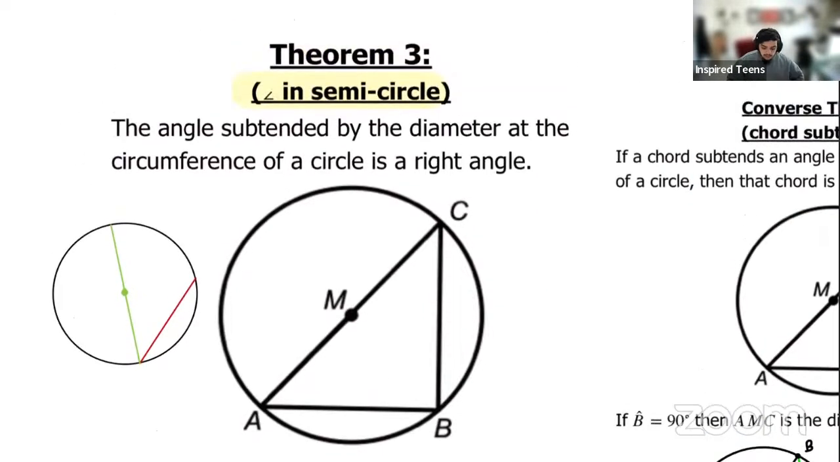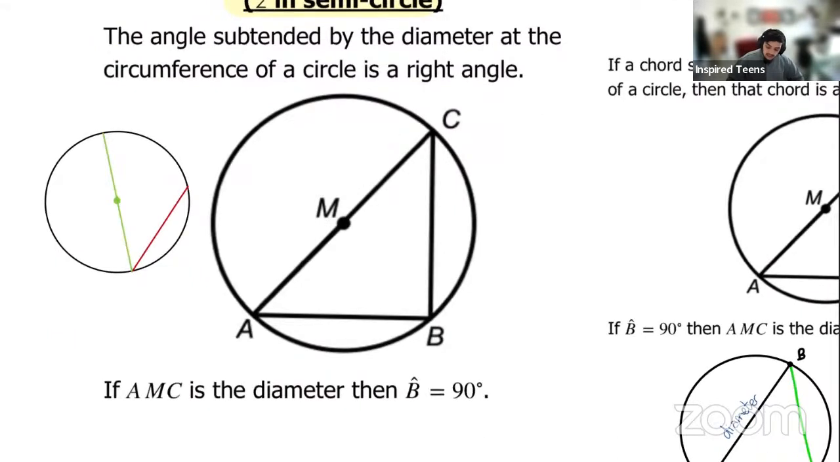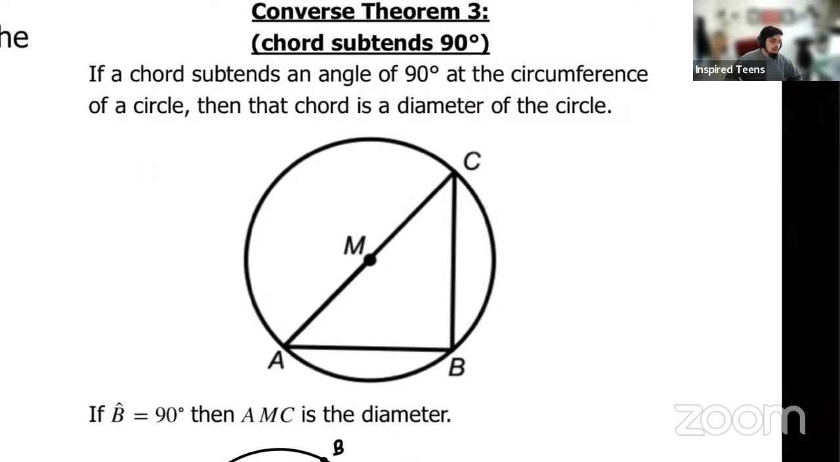So basically, any angle subtended by the diameter at the circumference of a circle is a right angle. So any angle subtended by the diameter, at the circumference, is equal to 90 degrees. So it's perpendicular. So here angle B is 90 degrees. And here they are saying the inverse, or the converse of it, so now we can understand it. If a chord subtends an angle of 90 degrees at the circumference of a circle, then the chord is the diameter.